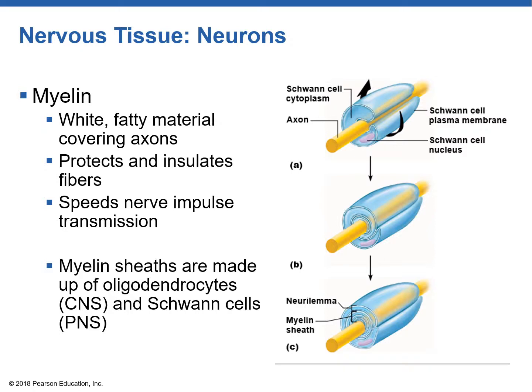All right, so myelin. Again, myelin is going to be formed by either oligodendrocytes or Schwann cells. It's a white fatty material that covers axons. So it's mostly lipids. It's going to protect and insulate fibers. And the main function of the myelin sheath is going to speed nerve impulse transmission. So in the case of the Schwann cell, you basically have this pattern of portions of this Schwann cell that are wrapping around the axon of the neuron. And that's going to form that myelin sheath.